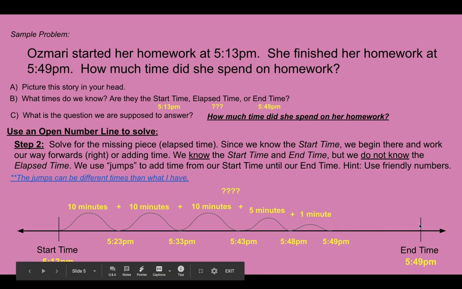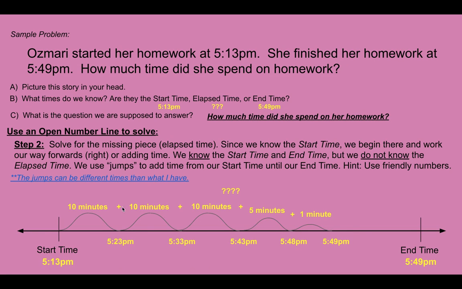Notice that my jumps didn't take me all the way to the end. That's okay. As long as I get to 5:49 here, which is the time that I'm looking for Asmari to stop. So once I've reached that 5:49 time, I'm going to take all of these times and add them up. And since I use friendly numbers, they should be very easy to add.